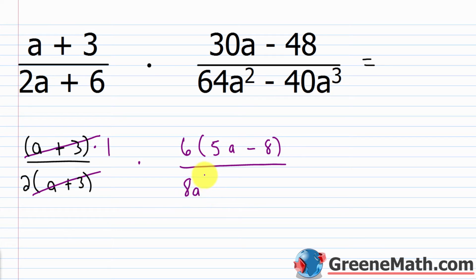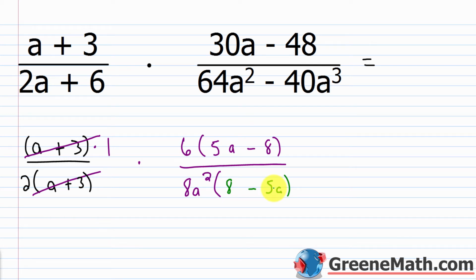So 8a squared is what we can pull out, so I'd be left with 8. Then you'd have your minus 5a. Now, we know we can do some canceling between here and here, but let's hold off on that for a second. I have 5a minus 8. I have 8 minus 5a.